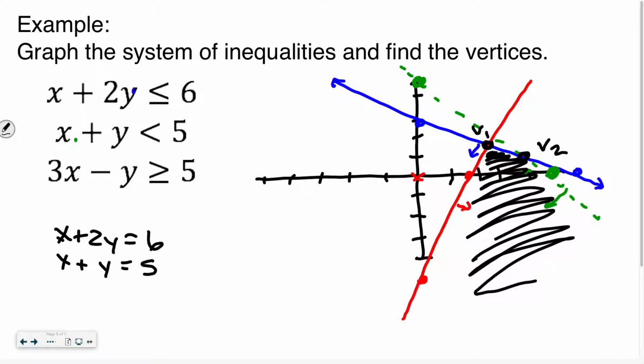Notice when you solve that system for the vertex, you don't need to worry about the inequality. I can multiply that whole one by -1. So I get y equals 1. If y is 1, I could plug it back into x plus y equals 5, and x is 4. So vertex 2 is (4, 1). Okay, you'll need to solve the system to find vertex 1 on your homework.